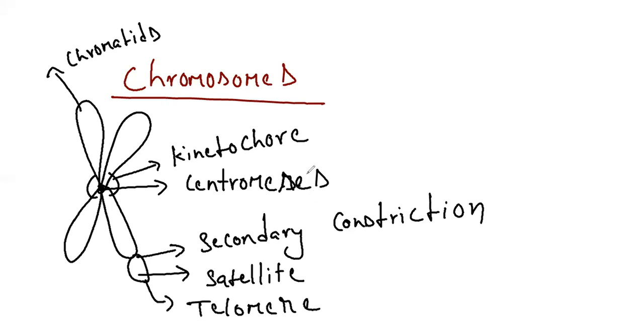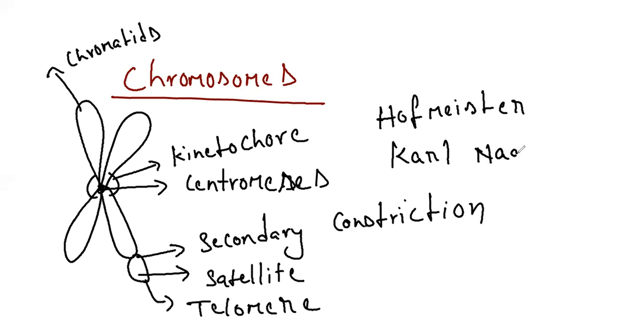Actually, the chromosomes were first observed by Hofmeister. He is the one who first observed the chromosomes. And one more scientist, Carl Nageli. Both these scientists observed them in pollen mother cells, okay, in pollen mother cells.